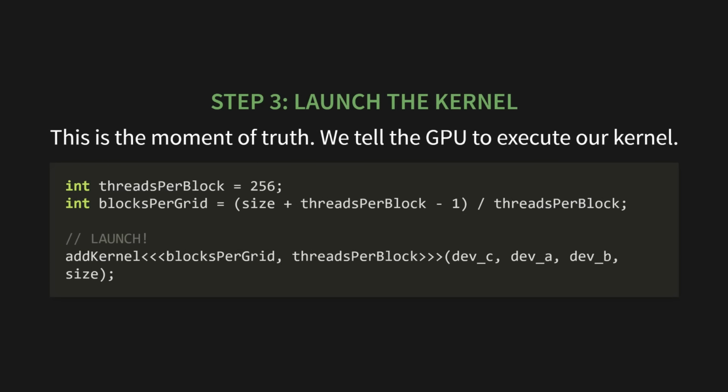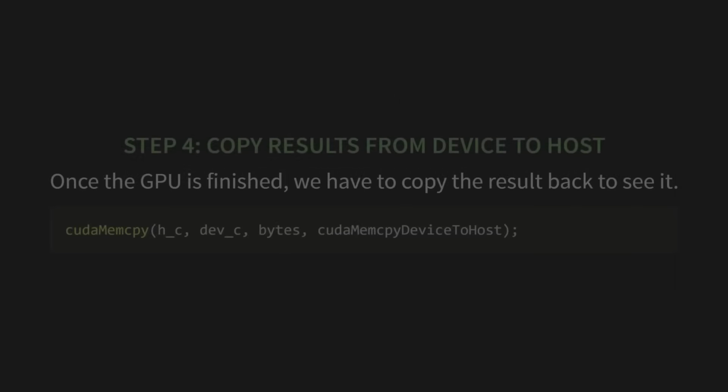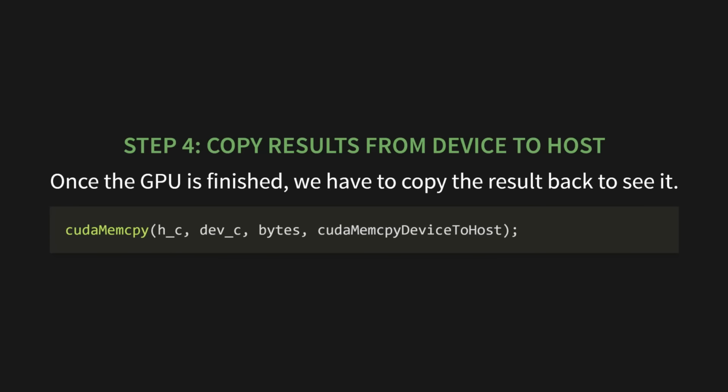We tell the GPU to execute our kernel using this special triple angle bracket syntax. add_kernel, blocks per grid, comma, threads per block, and then the arguments. This is us telling the project manager to unleash the chefs. Step 4. Copy the results from device to host. Once the GPU is finished, the result is still sitting in its memory. To see it on the CPU, we have to copy it back. So we call cudaMemcpy again, but this time with the cudaMemcpyDeviceToHost flag.